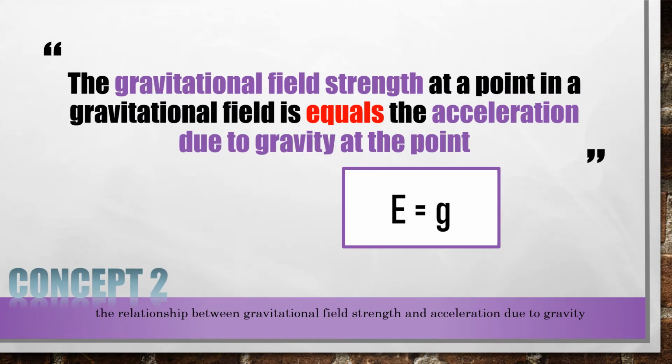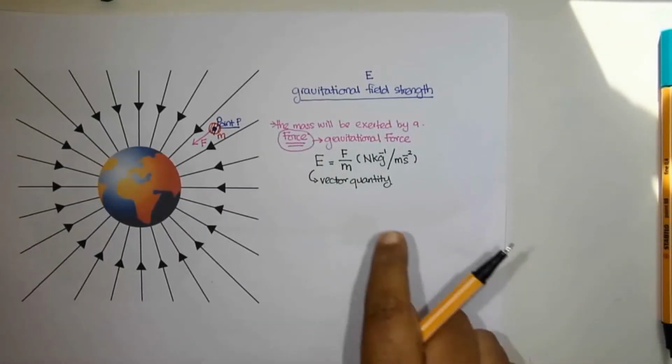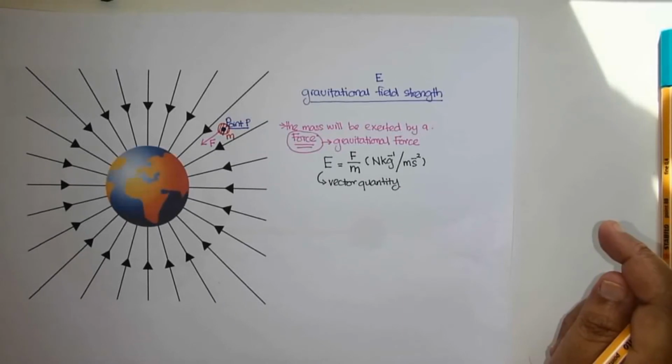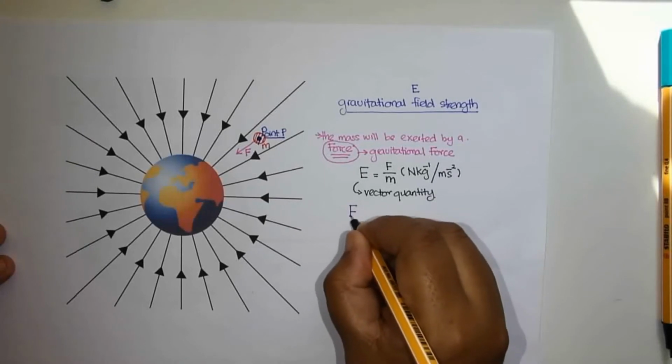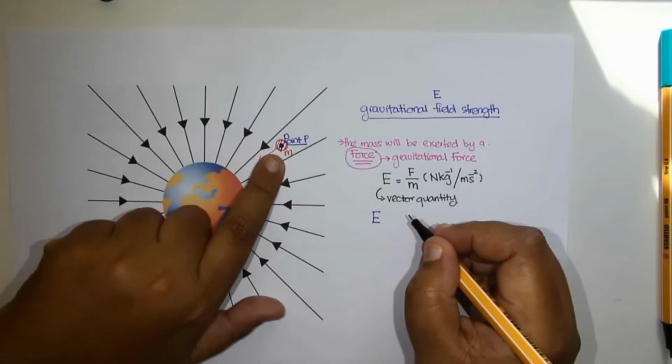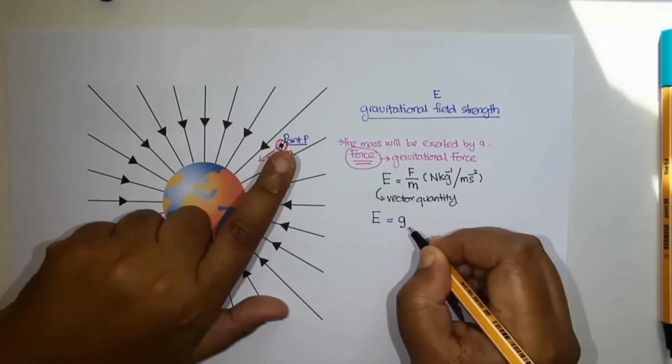Concept number 2. In this concept, we will look at the relationship between the gravitational field strength and the acceleration due to gravity. The gravitational field strength, which is E, at a point in a gravitational field is equal to the acceleration due to gravity at the point. The first concept we learned just now is the definition of the gravitational field strength. The next concept says that E at that point equals the acceleration due to gravity at that point.